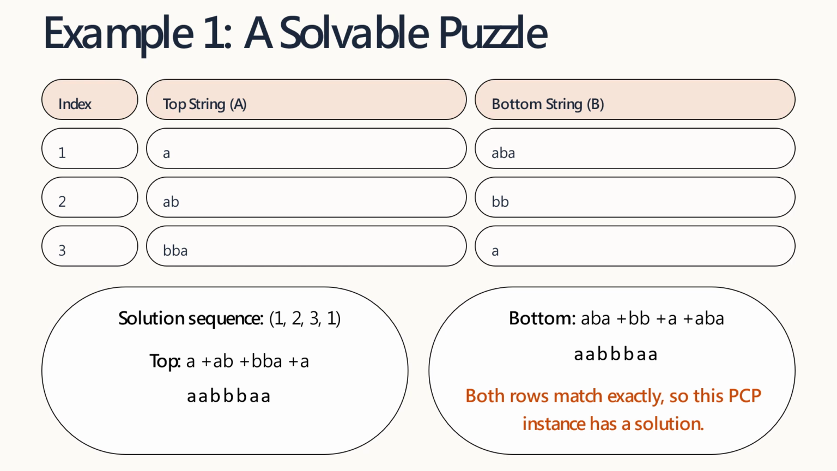Now let us check it out. On the top, we get A plus AB plus BBA plus A, which gives the string AABBBAA. On the bottom, we get ABA plus BB plus A plus ABA, which also gives the string AABBBAA. Since both top and bottom strings are identical, this sequence is a correct solution. So this PCP instance is solvable.